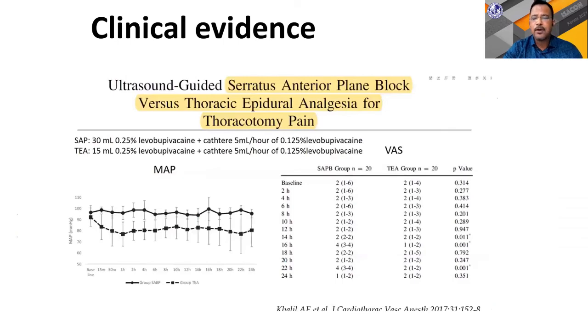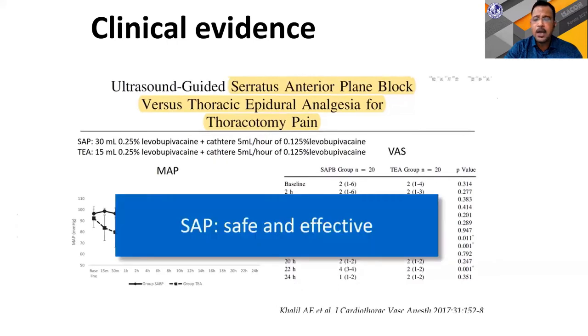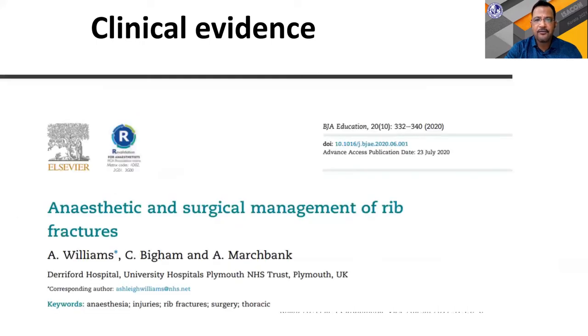And this is one paper which compared the serratus anterior plane block with thoracic epidural analgesia for thoracotomy. Patients who received epidural analgesia were slightly more hemodynamically unstable, but there was no difference in VAS score between the serratus anterior plane block group and the thoracic epidural analgesia group. So the authors concluded the serratus anterior plane block is safe and effective.